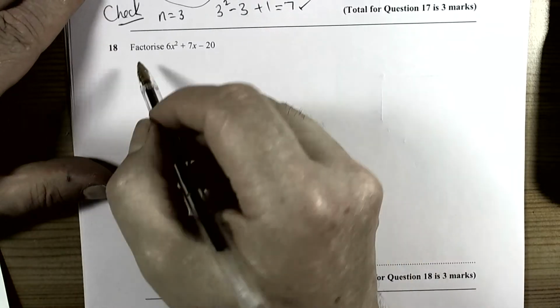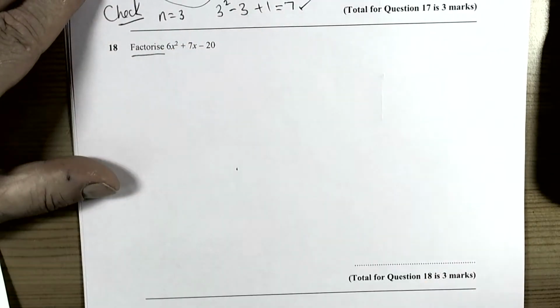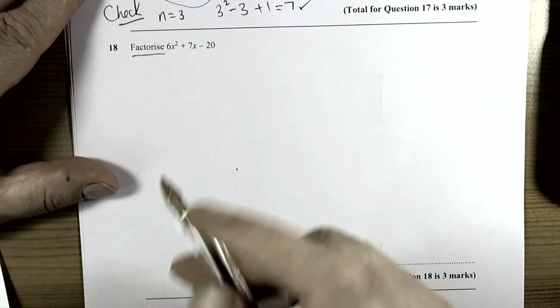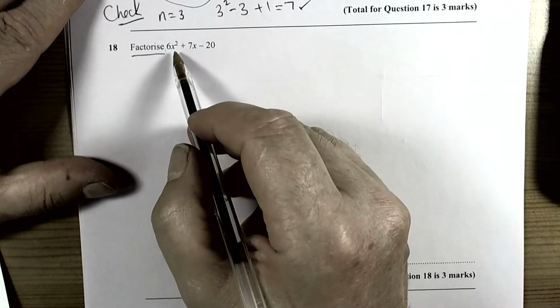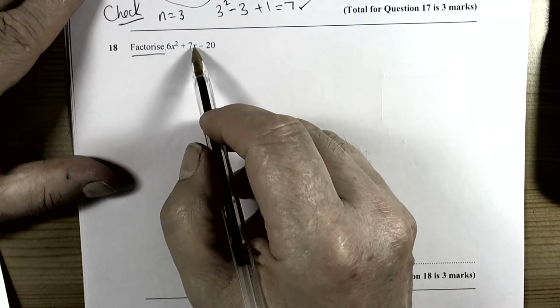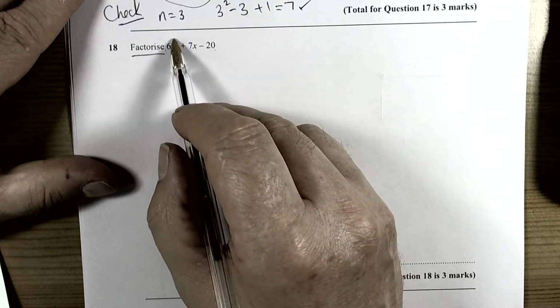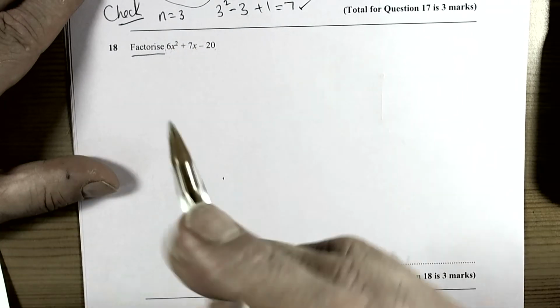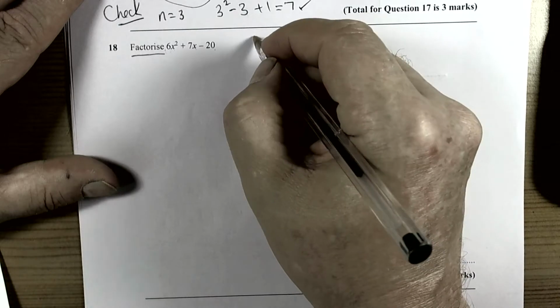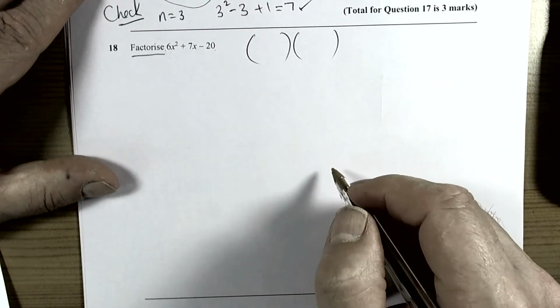Okay, so factorise means put an expression back into the brackets that you expanded to give the expression. It's a quadratic, it's got power 2, power 1 and power 0, highest power being 2, so we know it's going to be 2 brackets. So we know the answer is going to look like that.